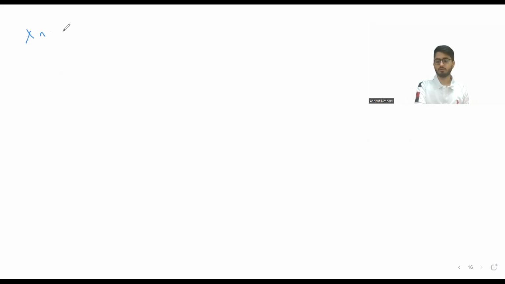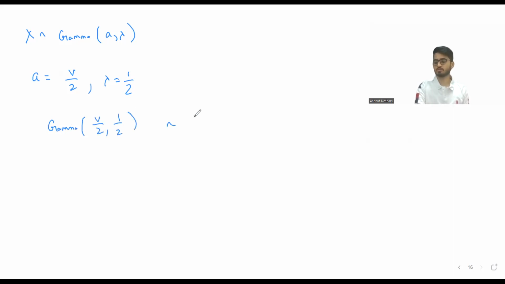That is, if I started from an x that follows a gamma alpha comma lambda distribution, and I say alpha is nothing but v by 2 and lambda is nothing but half, so what I have is basically gamma v by 2 comma half, and this is nothing but a chi-square distribution. The way to write it is chi-square with v degrees of freedom. So the parameter for a chi-square is nothing but v.